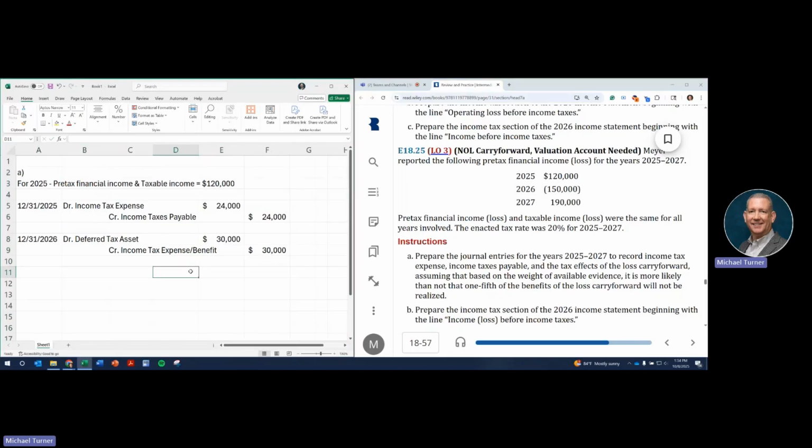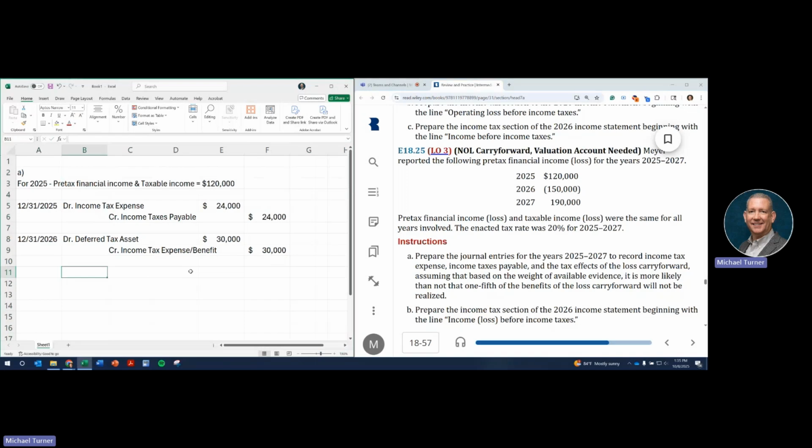But if we keep on reading in part A, it does say, assuming that based on the weight of the available evidence, it is more likely than not that 1/5 of the benefits of the loss carry forward will not be realized. So if 1/5 of our carry forward, which is the $30,000 deferred tax asset, is not going to be realized, that means 4/5 will be realized, or we anticipate that it will be. But 1/5 of the benefits of the loss carry forward will not be realized, so we need to create a valuation allowance for that.